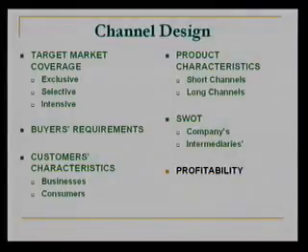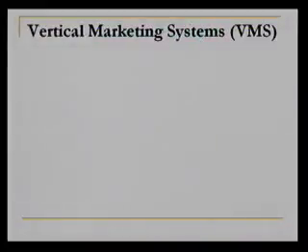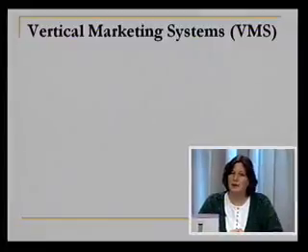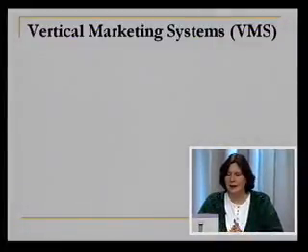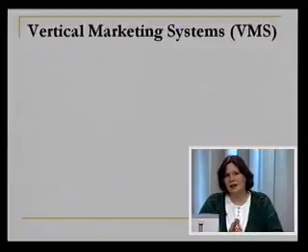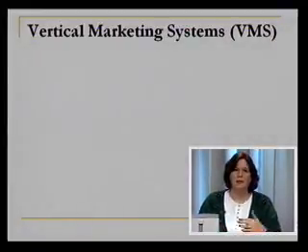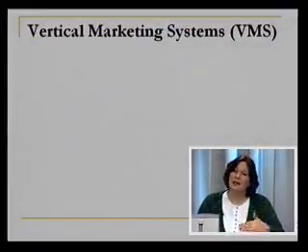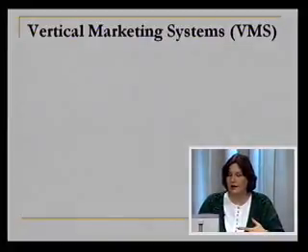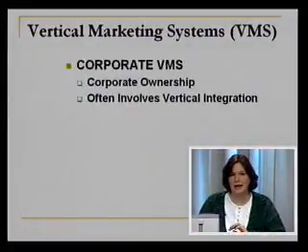Okay, the next topic we're going to look at are a special type of channel. And this channel is called vertical marketing systems, or what we refer to as VMSs. And vertical marketing systems are kind of a unique type of channel because the channel members are all linked together in one way or another. And there's three ways this can happen.